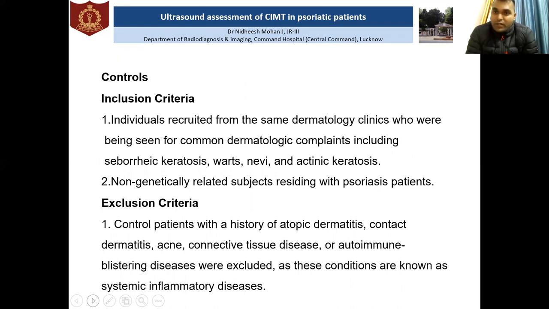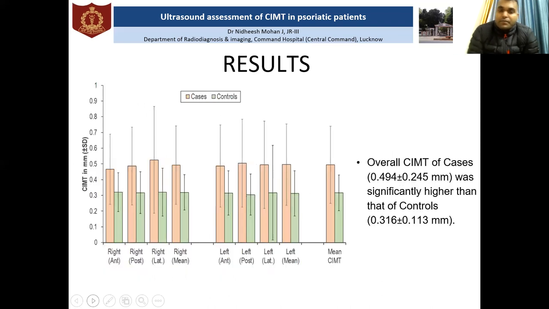For controls, the inclusion criteria included individuals recruited from the same dermatology clinics who were being seen for common dermatological complaints, including seborrheic keratosis, warts, nevi, and actinic keratosis. Non-genetically related subjects residing with psoriasis patients were also taken. Exclusion criteria for controls were patients with history of atopic dermatitis, contact dermatitis, acne, connective tissue disorder, or autoimmune blistering diseases, as these conditions were known systemic inflammatory diseases.